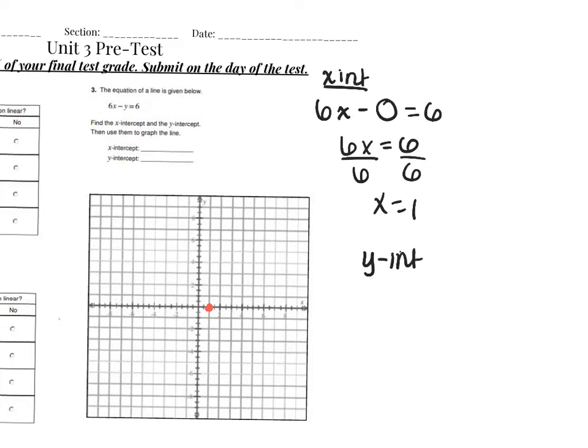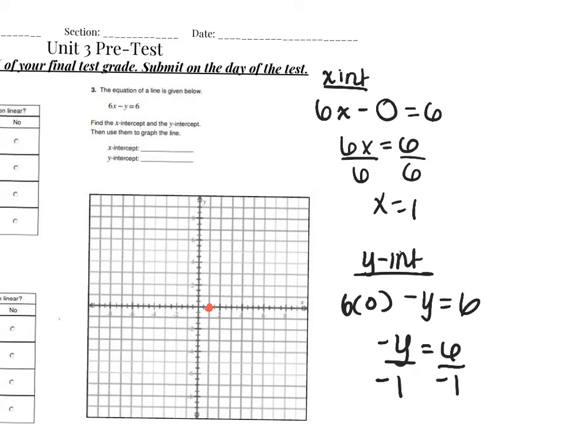Then I'm going to go over and find my y-intercept. So I'm going to change my x to a 0. So 6 times 0 minus y equals 6. That's negative y, because the 0 disappears, so I'm just not going to rewrite that. And I have negative y equals 6. I'm going to divide by negative 1 to get y equals negative 6.